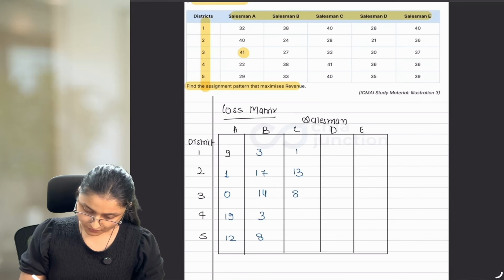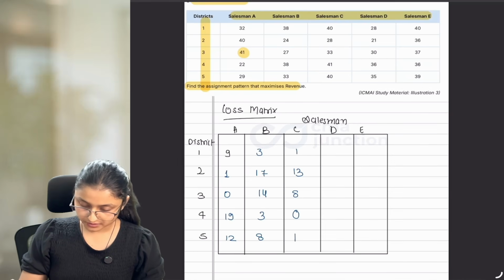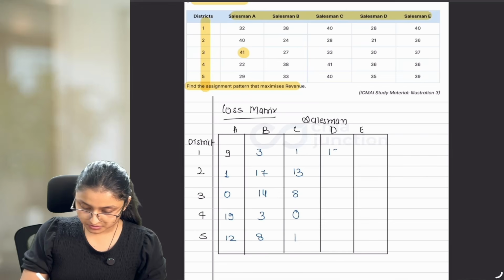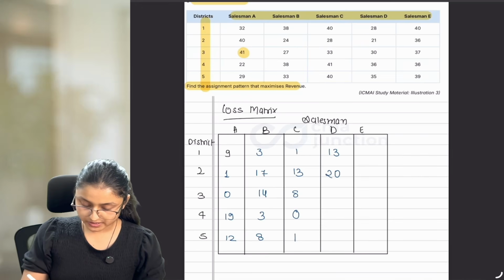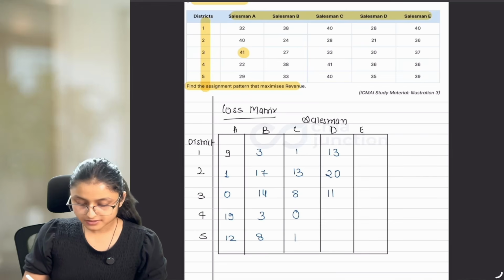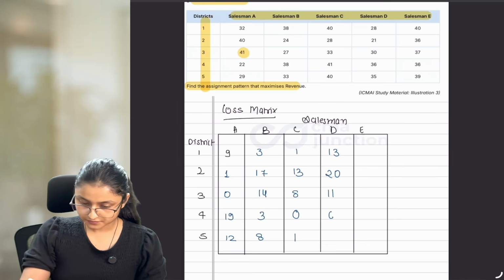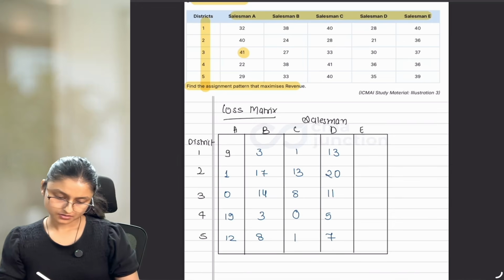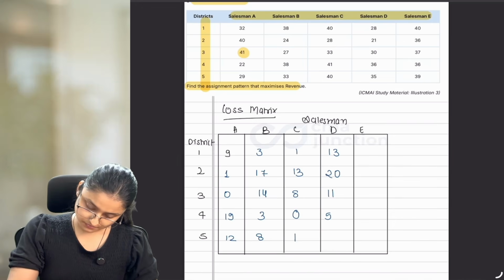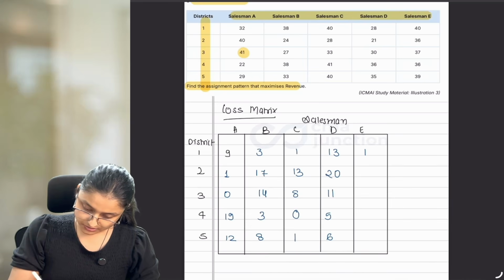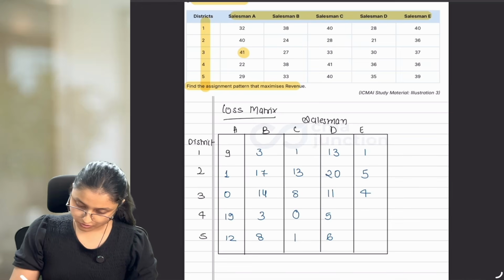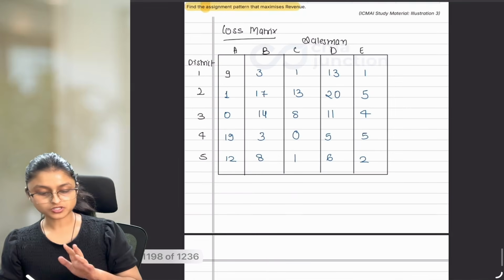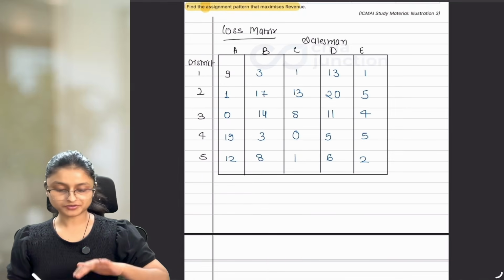41 minus 41 is 0. 40 minus 41 is 1. 28 minus 41 is 13. 21 minus 41 is 20. Then 11. Then 36 minus 41 is 5. 35 minus 41 is 7. No, 6. Next, 40 minus 41 is 1. Here we have 5. Here we have 4, 5 and 2. Done. This is our loss matrix after reducing the highest profit from all the values.